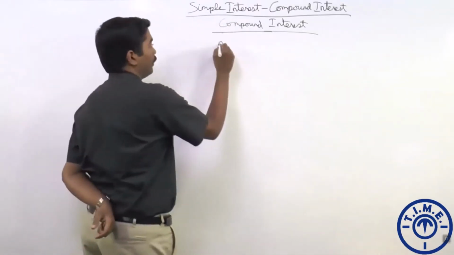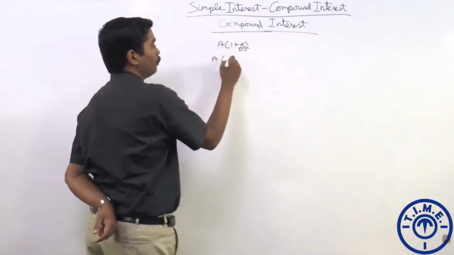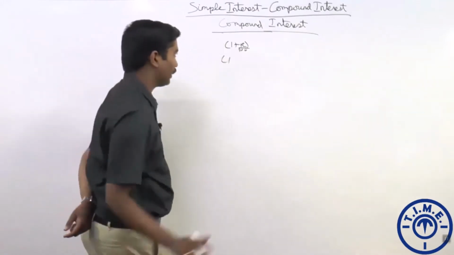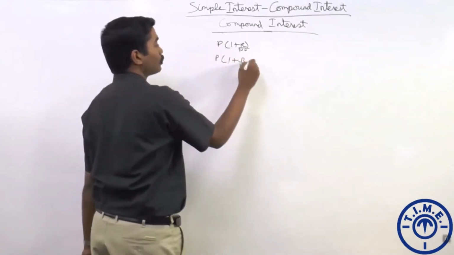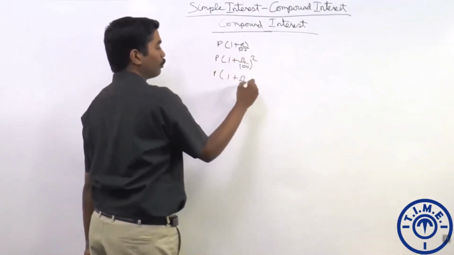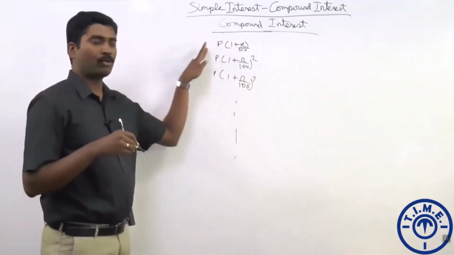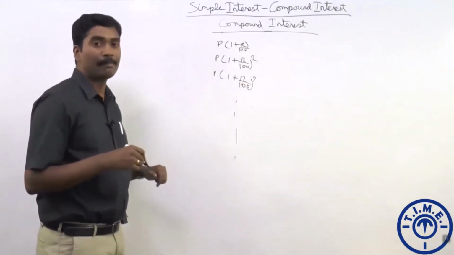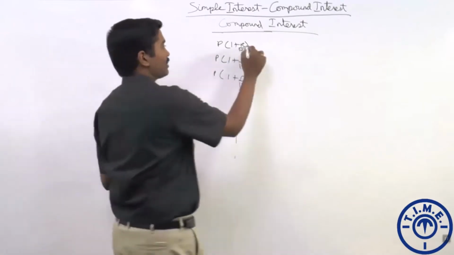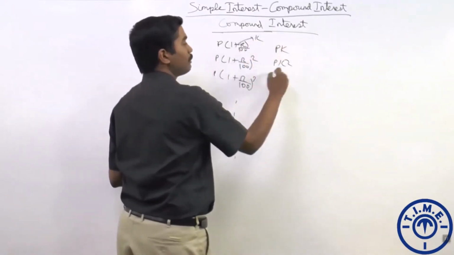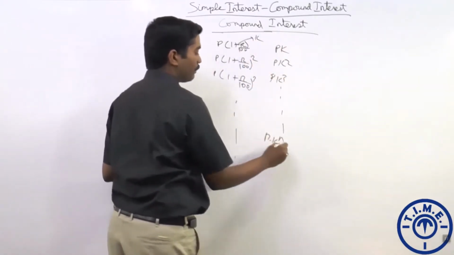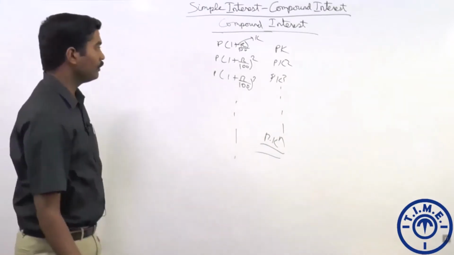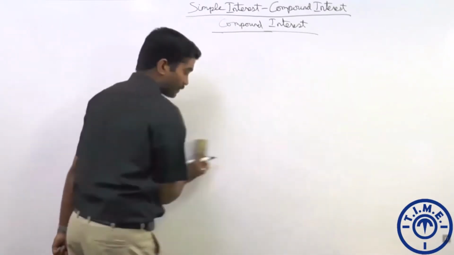So what else can be observed? At the end of the first year, I owe p into 1 plus r by 100. At the end of the second year, I owe p into 1 plus r by 100 whole square. Third year, I owe p into 1 plus r by 100 whole cube, and so on. What does it tell me? The amount to be repaid in compound interest at the end of each year happens to be in a GP. If I look at 1 plus r by 100 as k, at the end of the first year I owe pk, next year pk square, next year pk cube, and so on till p into k power n for the n years.